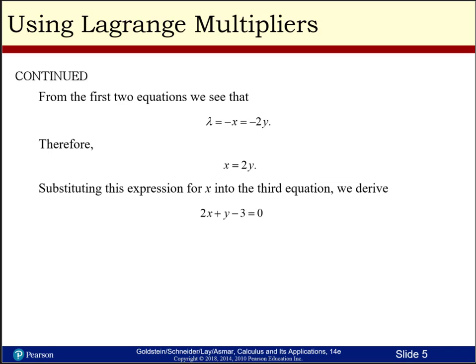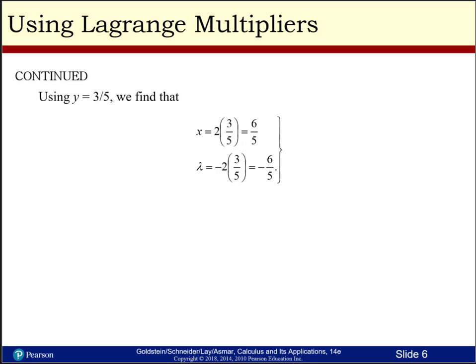Then we're going to substitute this expression for x into the third equation, and we're going to derive 2x plus y minus 3 equals 0. So plugging in that value 2y for x, we're going to solve that for y, and we're going to get that y is 3/5. Now using y equals 3/5, we find that x is going to be equal to 6/5. Lambda is going to be equal to negative 6/5, plugging that into both those two equations.